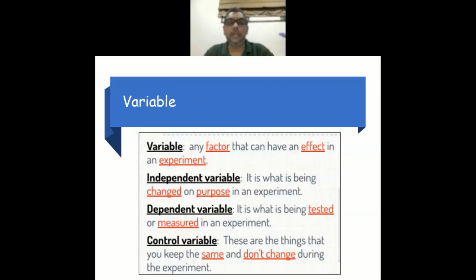Variable meaning any factor that can have an effect in the experiment. Okay. Any factor. Independent variable, what is being changed? Independent, macam tadi lah. Fertilizer, air, so on. Benda tu berubah. Dependent variable is what is being tested or measured. Okay, losing weight, so that is being measured.